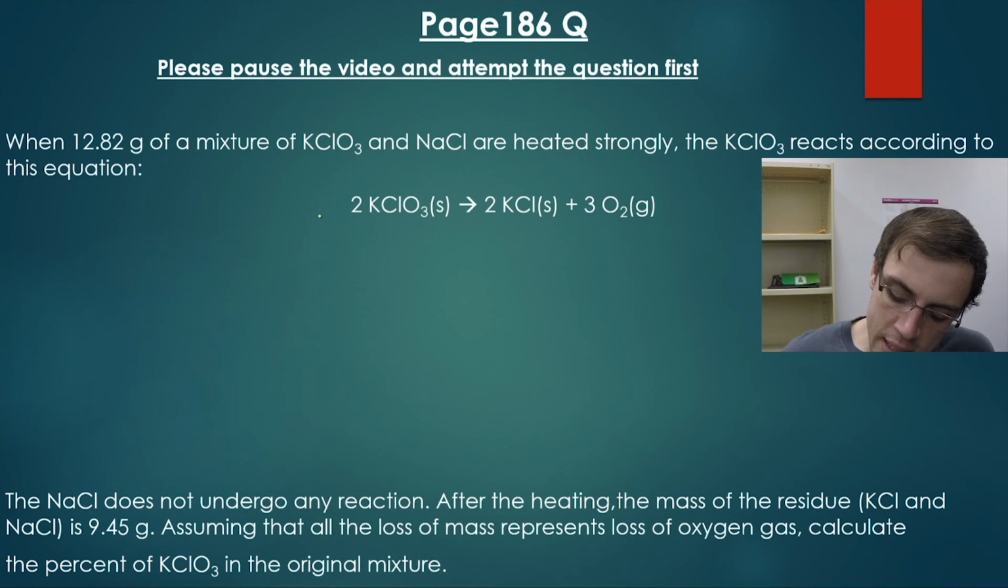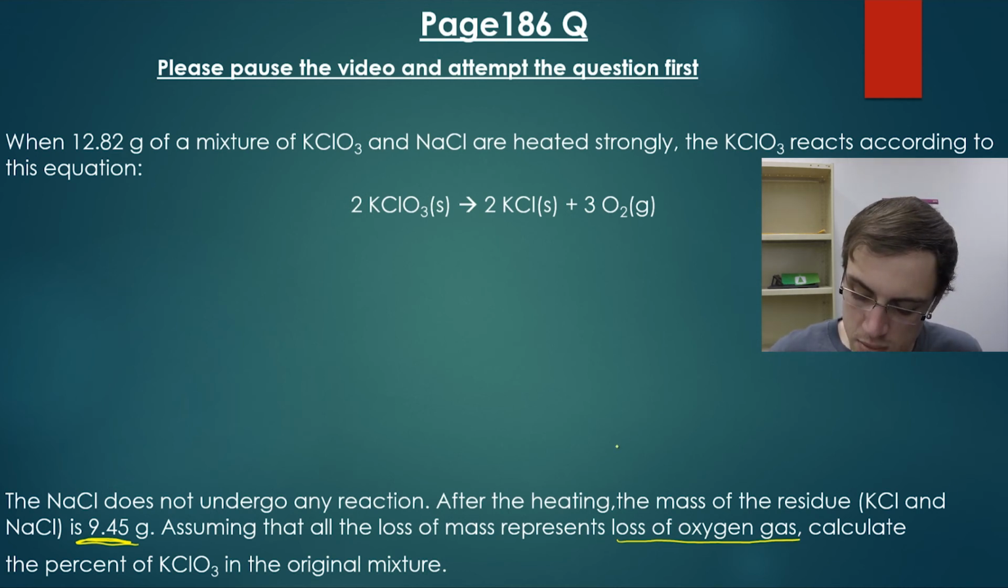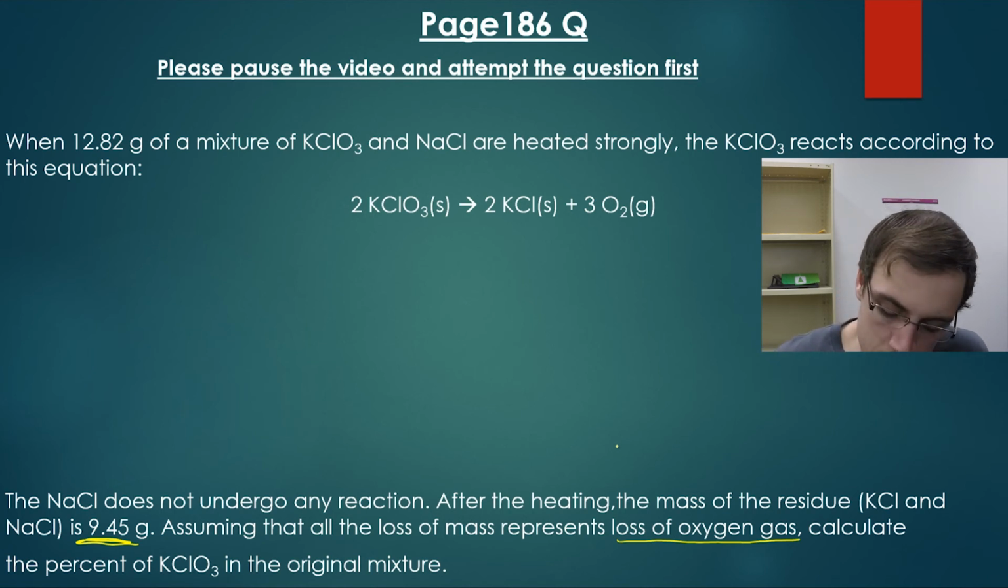So after heating, the mass of the residue, so the residue is potassium chloride and sodium chloride, is 9.45 grams. So assuming that all loss of mass represents the loss of oxygen gas, calculate the percent of potassium chlorate in the original mixture. So what we need to sort of ask ourselves is, we know that the total mixture here is 12.82 grams.